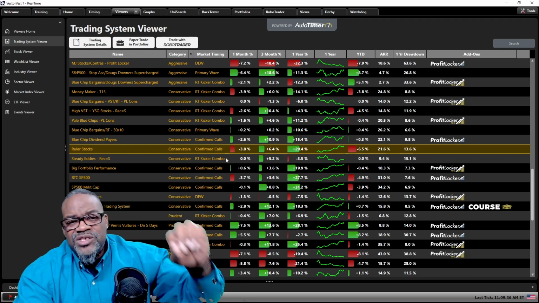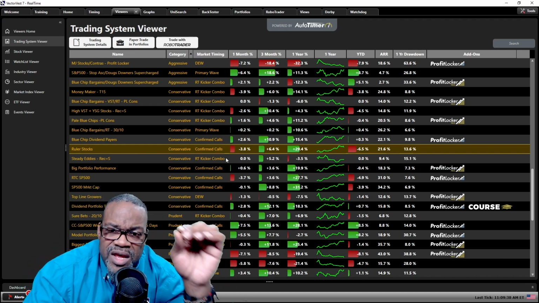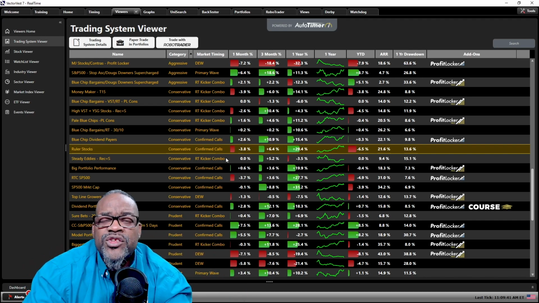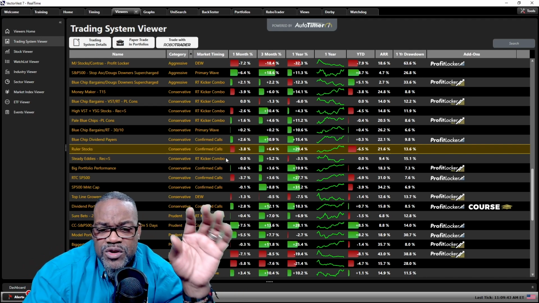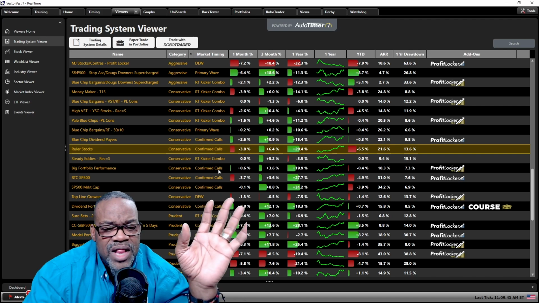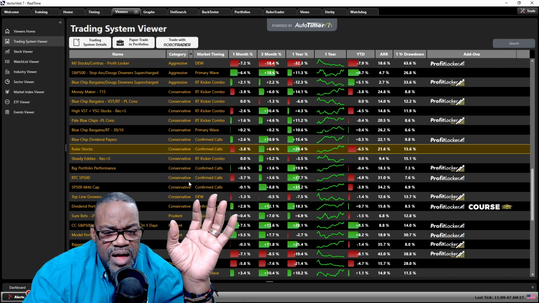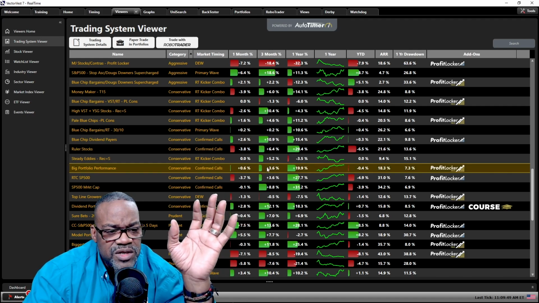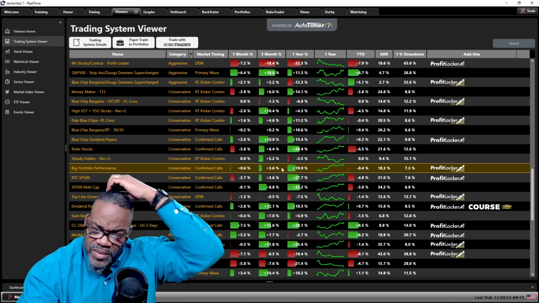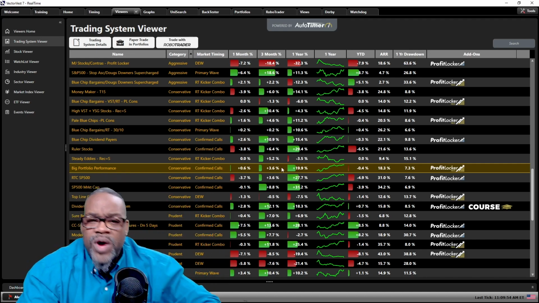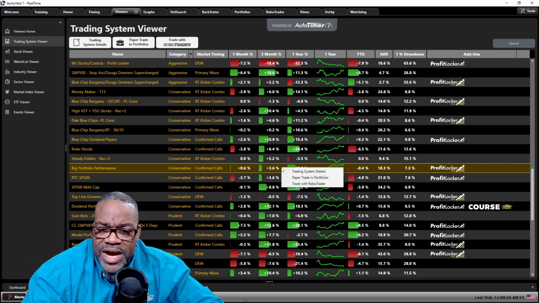Now, here's one that's up 29% over the last year, but not doing so well over the last month. This is where the trading system comes into a big value play for you to help you to know your when to buy, what to buy, when to sell. And I want to show you this. Conservative, let's go look at the one that's got positive for 1 month, 3 month, and 1 year. Watch this. Right click.